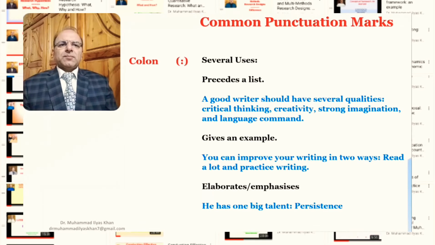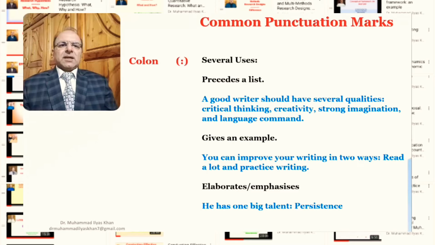The colon, symbolized by these two perpendicular dots, has several uses. It can precede a list, such as in this one: a good writer should have several qualities. Now we have put the colon, and after this there is a list: critical thinking, creativity, strong imagination, and language command. So there is a list of those qualities, and this list is preceded by the colon.